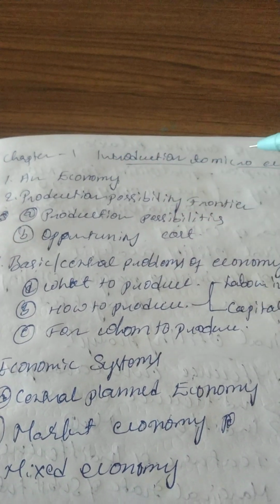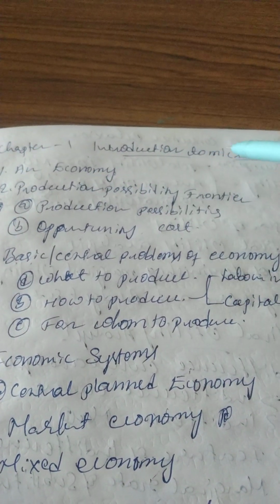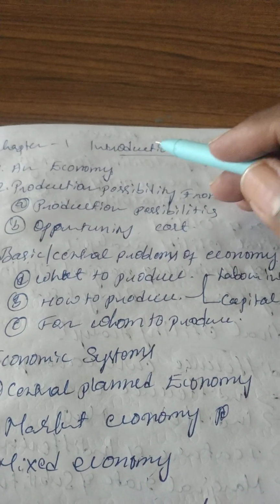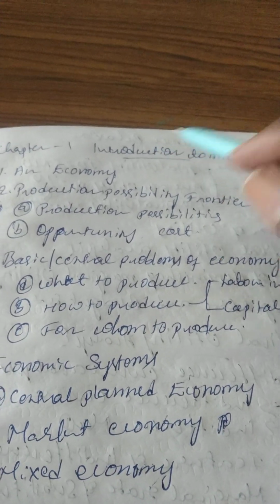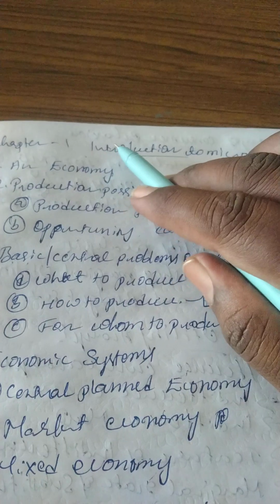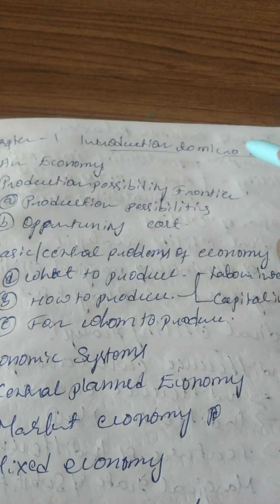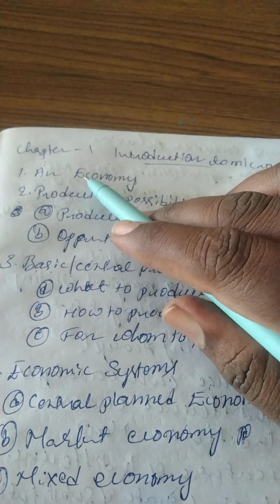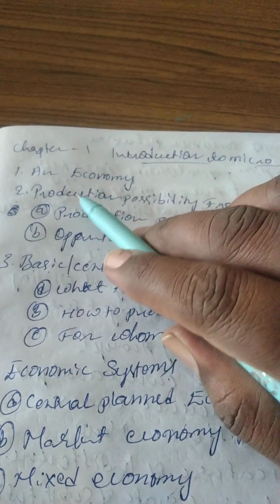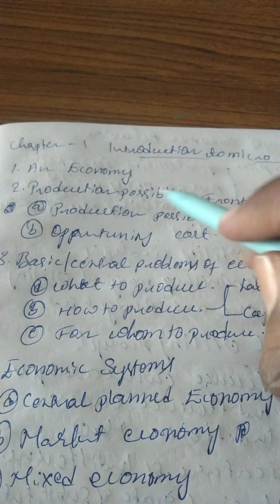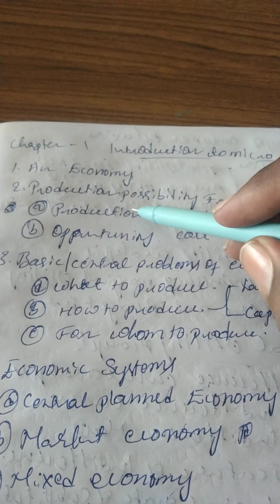So I will recall what I taught in the previous videos, the previous chapter. In microeconomics part A, the first lesson you learnt was the introduction to microeconomics. In that lesson, the first topic you learnt was an economy, next the production possibility frontier. Under that, there are another two topics you have to study.